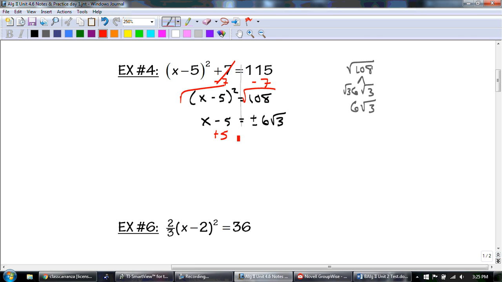And then to get the x by itself, I'm adding 5 to both sides, and we bring that 5 out front. So we get x equals 5 plus or minus 6 square root 3.